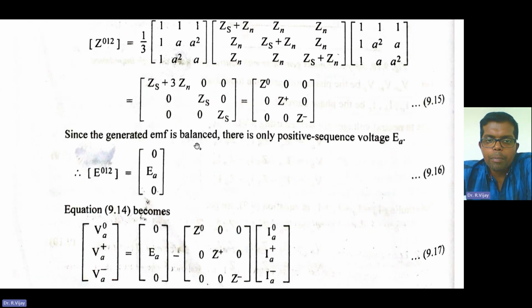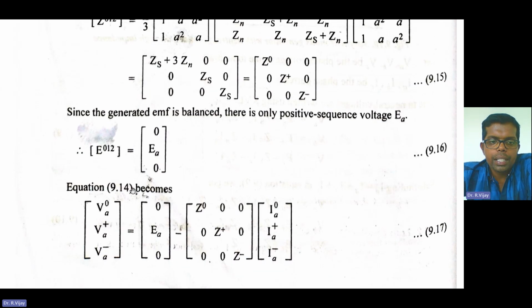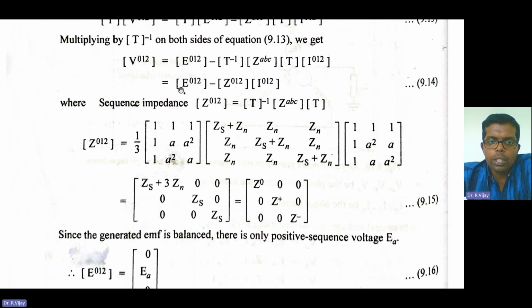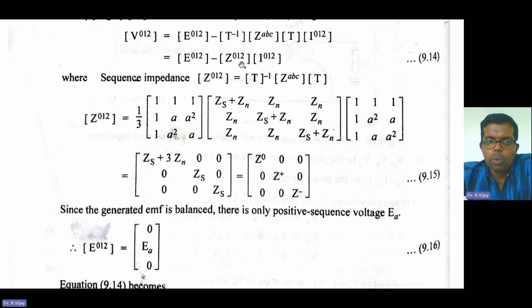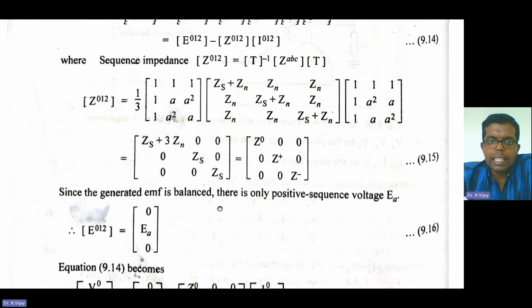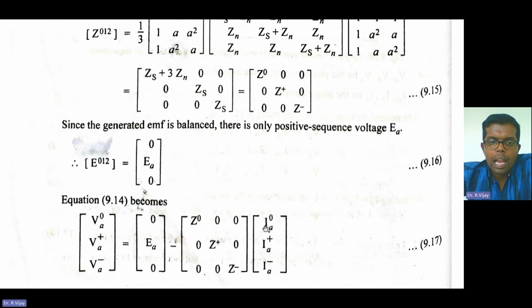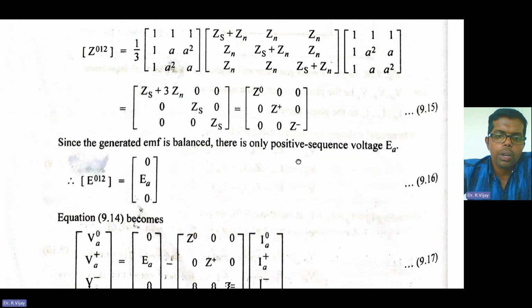Since the generated EMF is balanced, only the positive sequence voltage EA exists. The generator EMFs are balanced, so only the positive sequence EMF is generated. So all these terms become zero: the zero sequence becomes zero, only the positive sequence exists, that is EA, and the negative sequence is also zero. Now in this equation, V012 is equal to E012 minus Z012 into I012, we substitute Z012, E012, and I012, which we know.